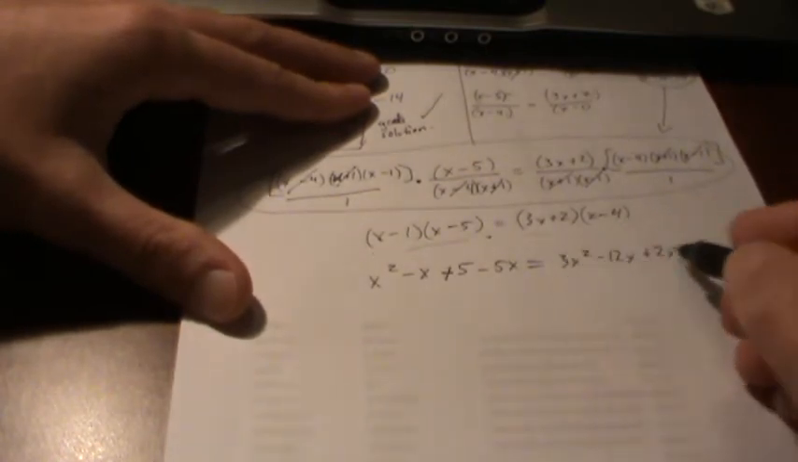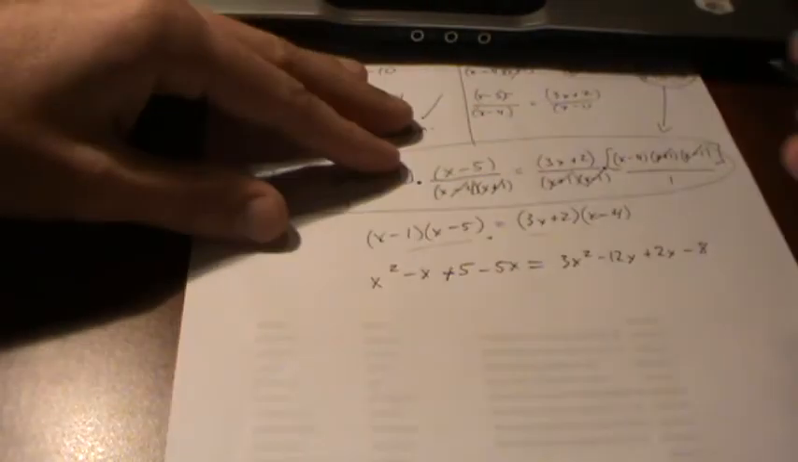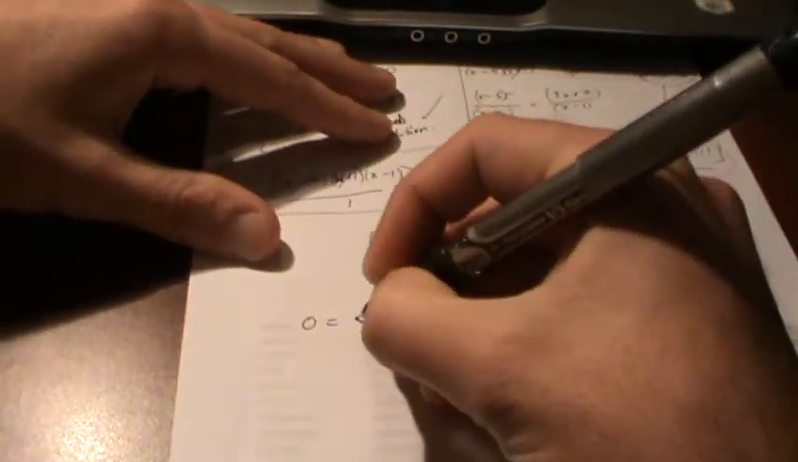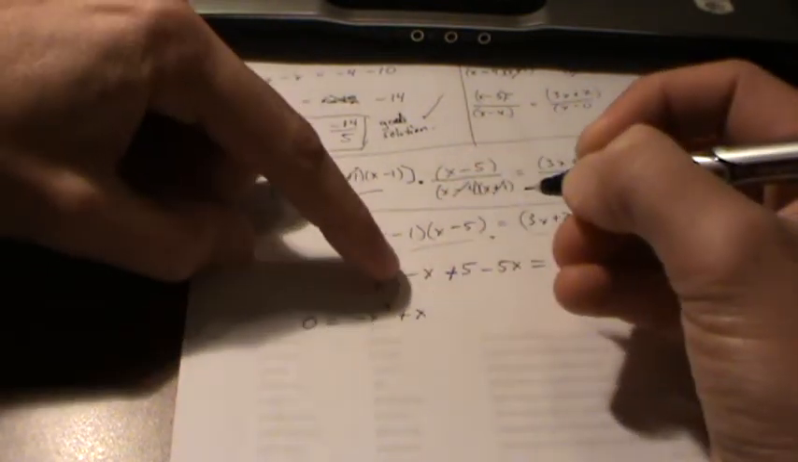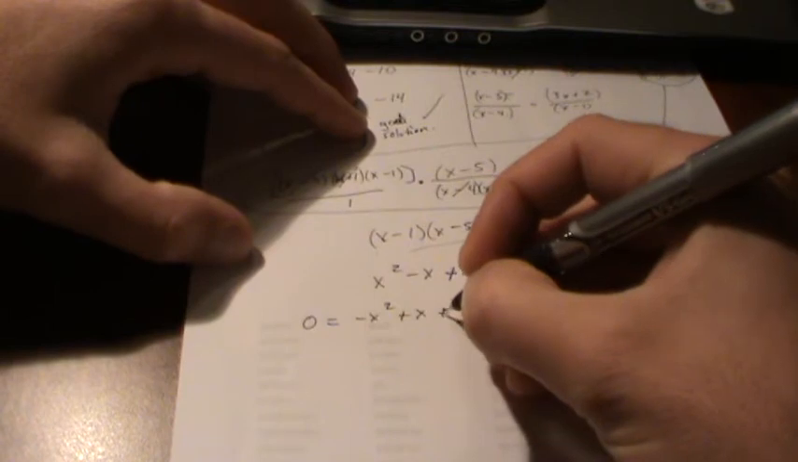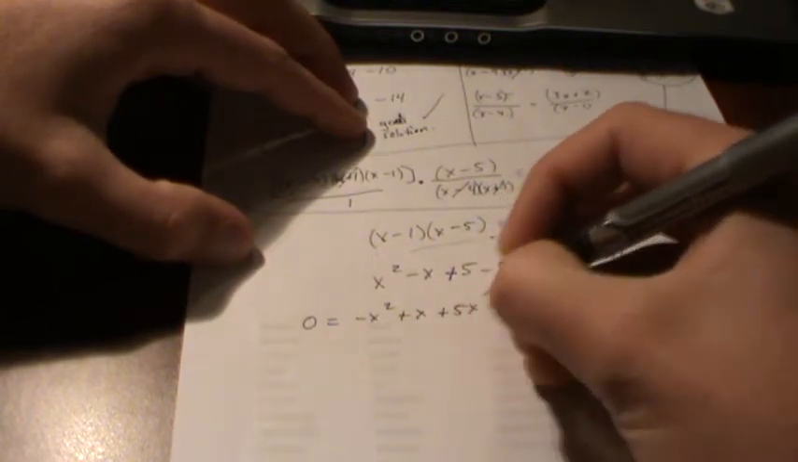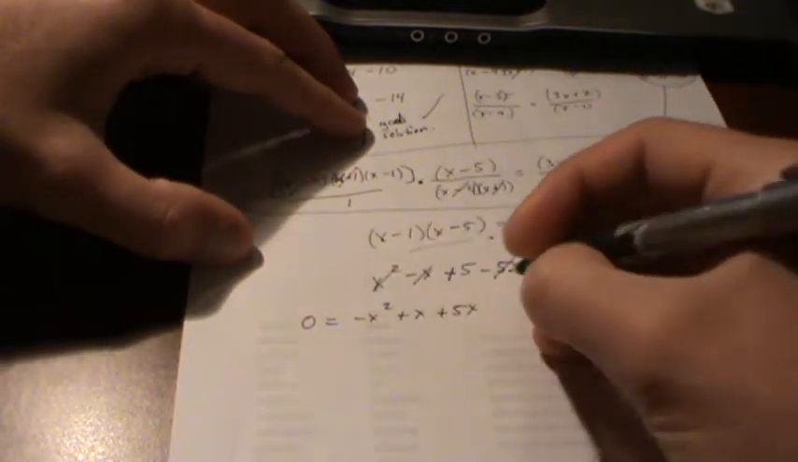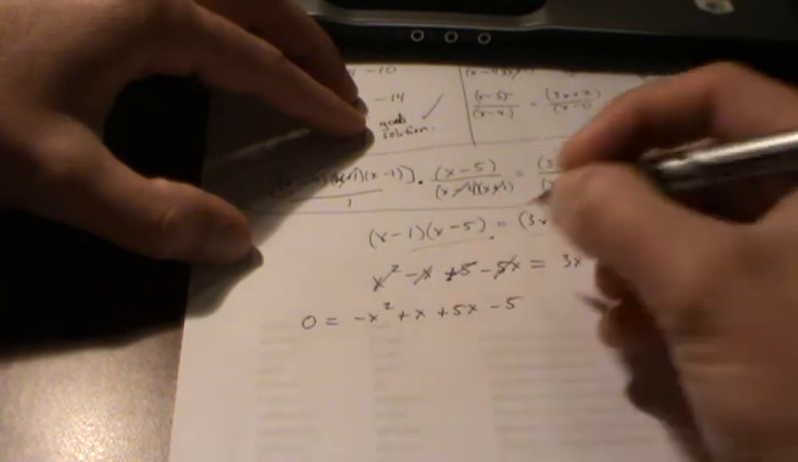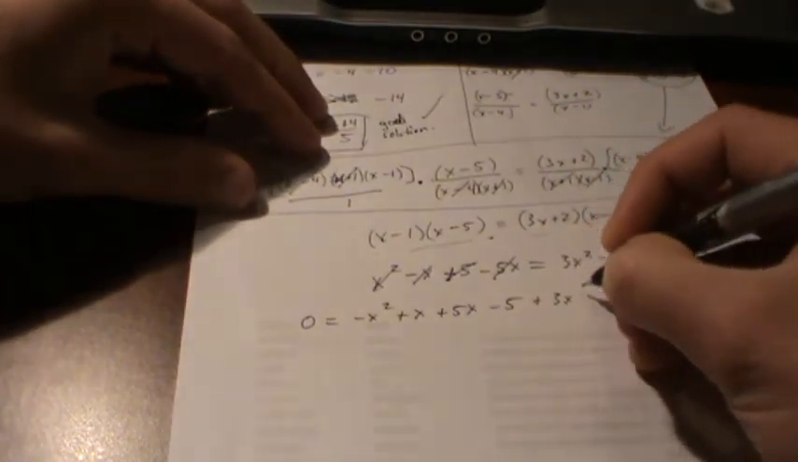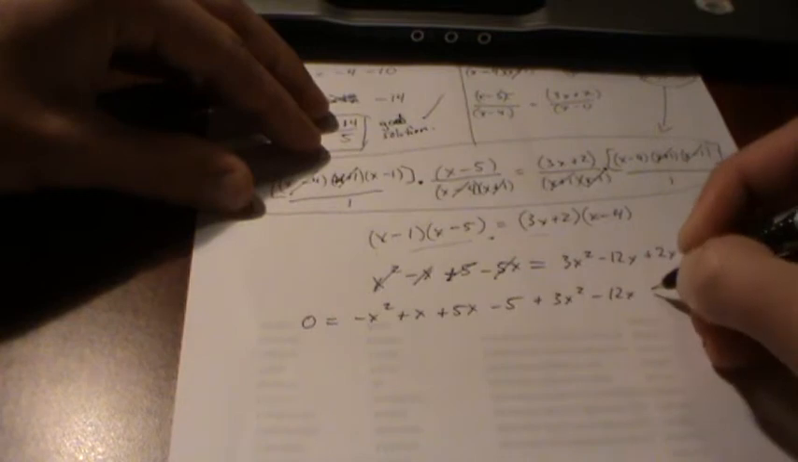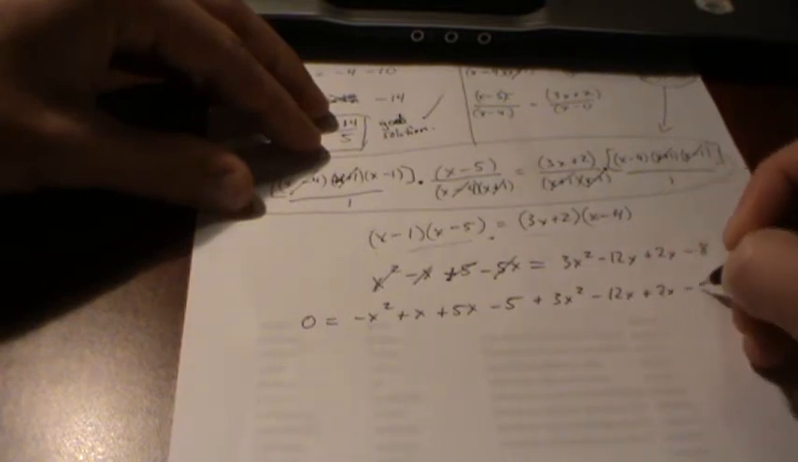Now I take each of these and I just pass everything over to one side. 0 is equal to a negative x squared. Pass that over. Plus x. Change the sign. Plus 5x. And minus 5. Passed all these over and changed their signs. Passing those over to this side. Plus 3x squared minus 12x plus 2x minus 8.